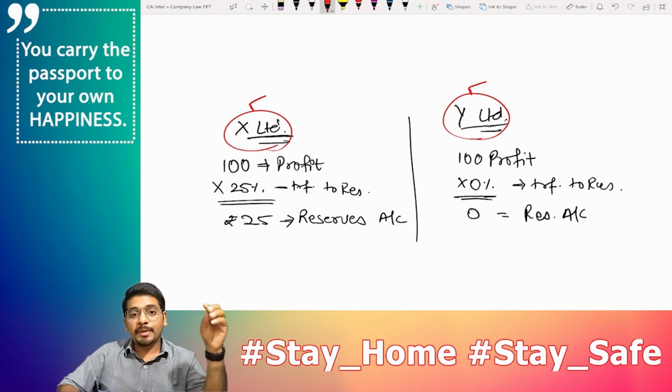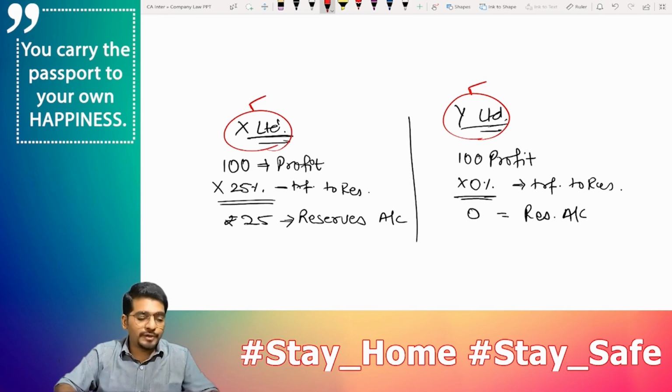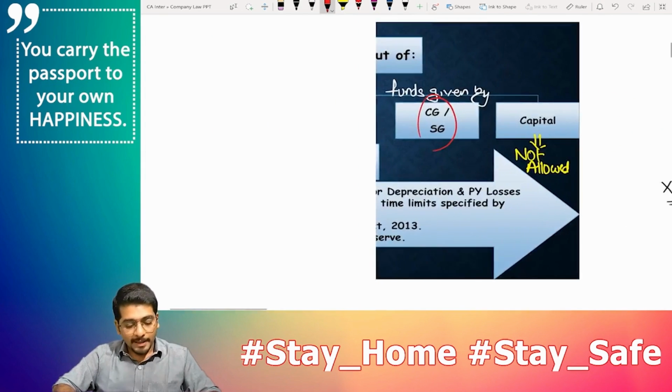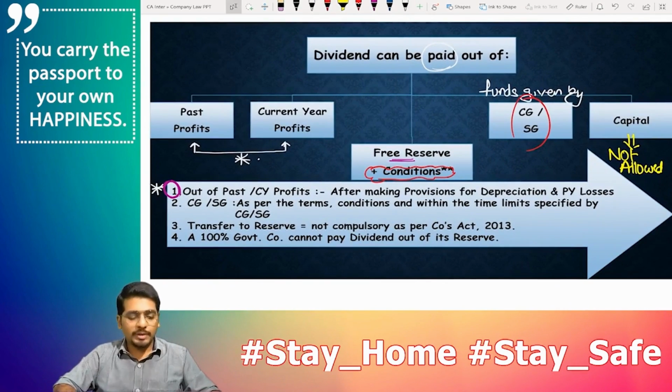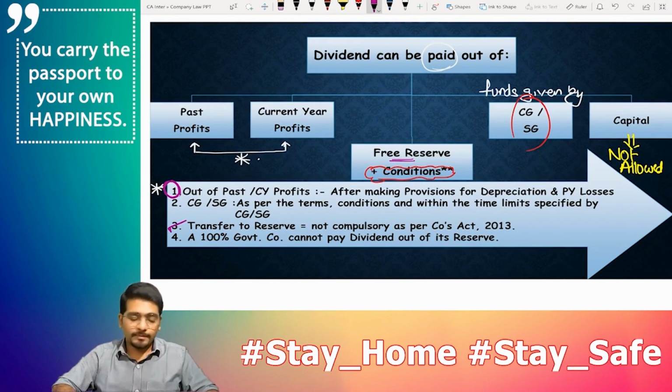But as per the new provisions of the Companies Act 2013, they have specified that a company has earned its profits, so whether it wants to transfer the profits to a reserves account or not should be the decision of the company itself. And that is why I am bringing you back to this point over here, third point, which says transfer to reserves. It is purely as per the will of the company. It is not compulsory as per the new.